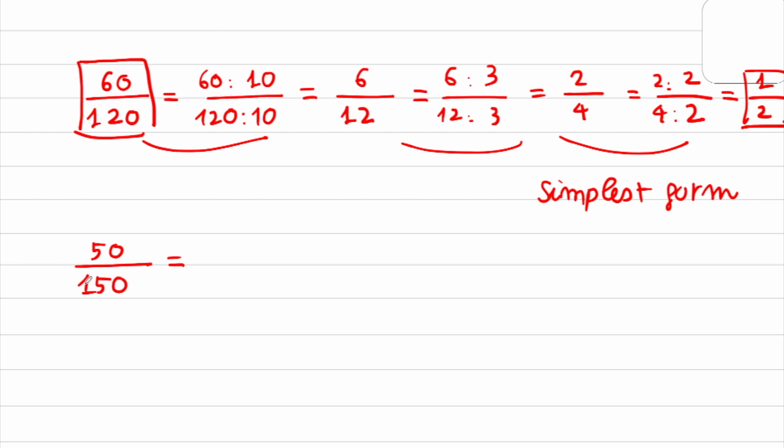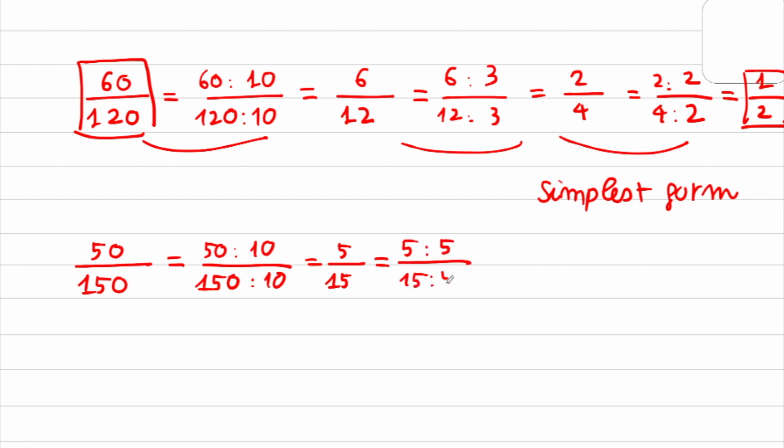How about this fraction? 50 over 150. You can see 50 can be divided by 10. And then 150 divided by 10. You get 5 here and 15 here. So 5 in the numerator, 15 in the denominator. I can see that both of them are divisible by 5. 5 divided by 5 and 15 divided by 5. And then I get 1 here and 3 here. Yeah, that's it.